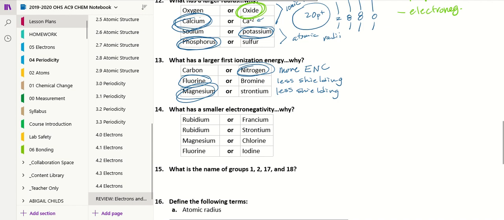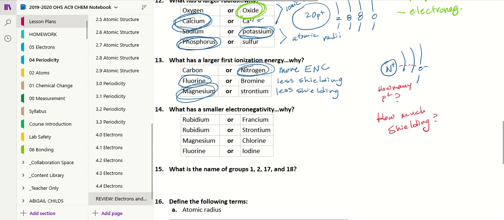All of these so far, and really all of them to come, all deal with the attraction of the nucleus to the outermost electron. So the more attraction you have, changes these properties. The less attraction you have, changes these properties. The attraction all deals with how many protons or how much shielding. So again, it's all about this attraction between the nucleus and valence shell.